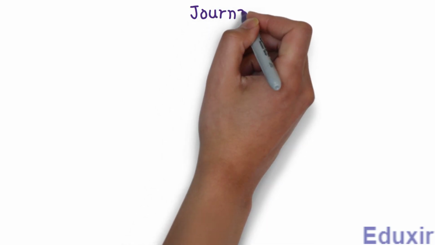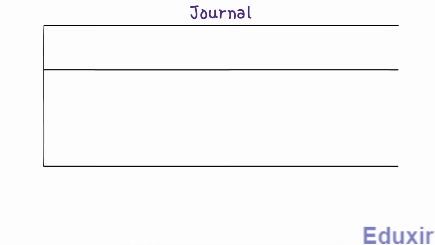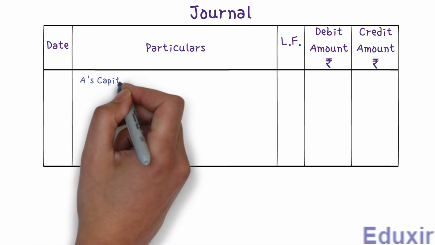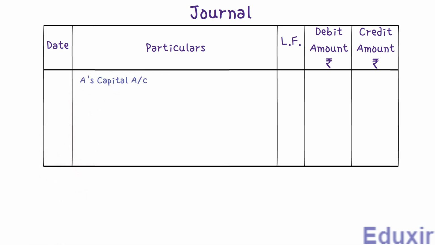Let us first write the title as journal. Let us now have the rest of the journal format. Let us first write A's capital account as the debit entry. Let us also write the text DR to indicate that this is a debit entry. Let us then write the debit amount of 5,000 rupees in the debit amount column.